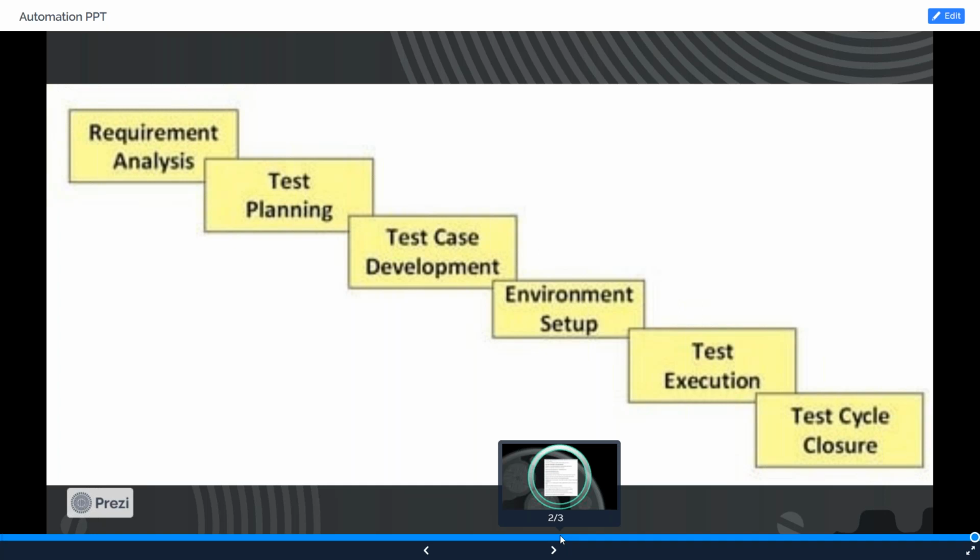Then in test planning, the test lead or project lead will write a test plan document. In that document, we have a list of in-scope items and out-of-scope items for that testing to follow. In test case development, we design test scenarios and test cases. Environment setup is about what environment we have to test in, then actual test execution, and finally the test cycle closure, like the mapping between the requirements and test cases, how much we covered, and how many bugs were raised and closed.